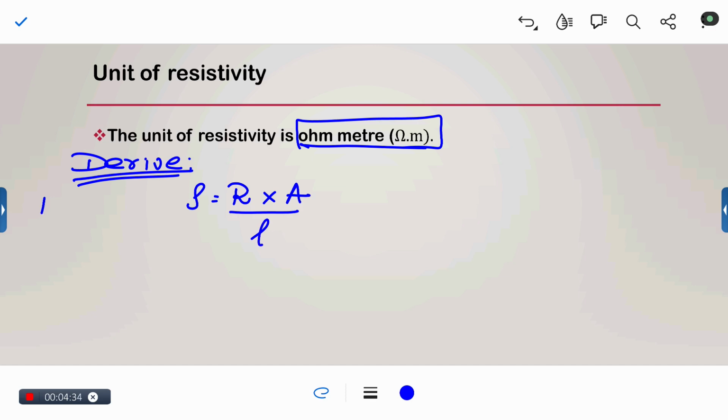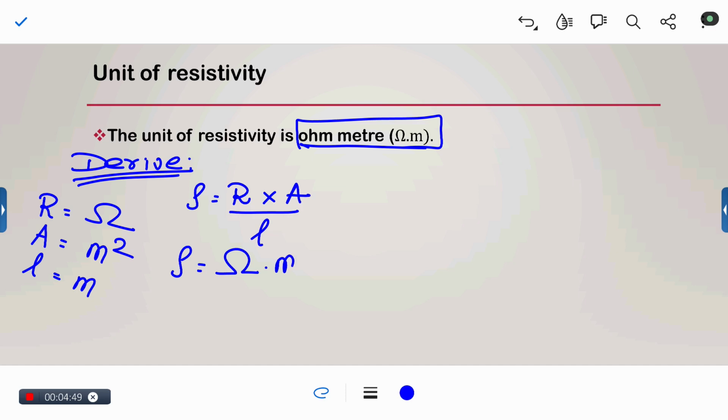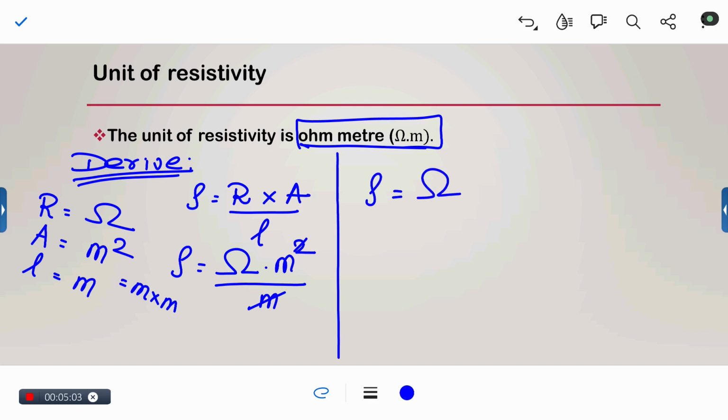Already we learned the unit of resistance. What is the unit of resistance? Ohm. Area we learned in the lower class. What is the unit of area? Meter square. Length unit is meter. Substituting all the values, rho is equal to ohm into meter square by meter. Meter square is nothing but meter into meter, so we can cancel one meter. Remaining, the unit of resistivity is ohm meter. So what is the unit of resistivity? Ohm meter.